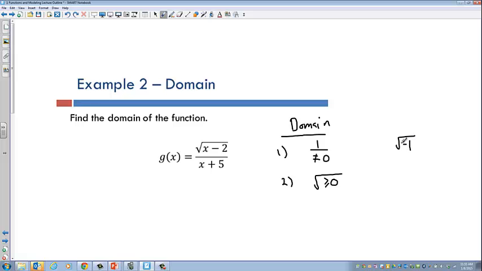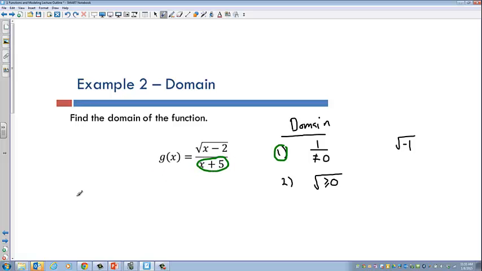And we don't want to work with complex numbers, we want to stick with real numbers. So these are two things I have to worry about. When I look at g of x, I first ask the question, am I dividing by something? I'm going to look at this first one. Am I dividing by something? Yeah, I'm dividing by x plus 5.